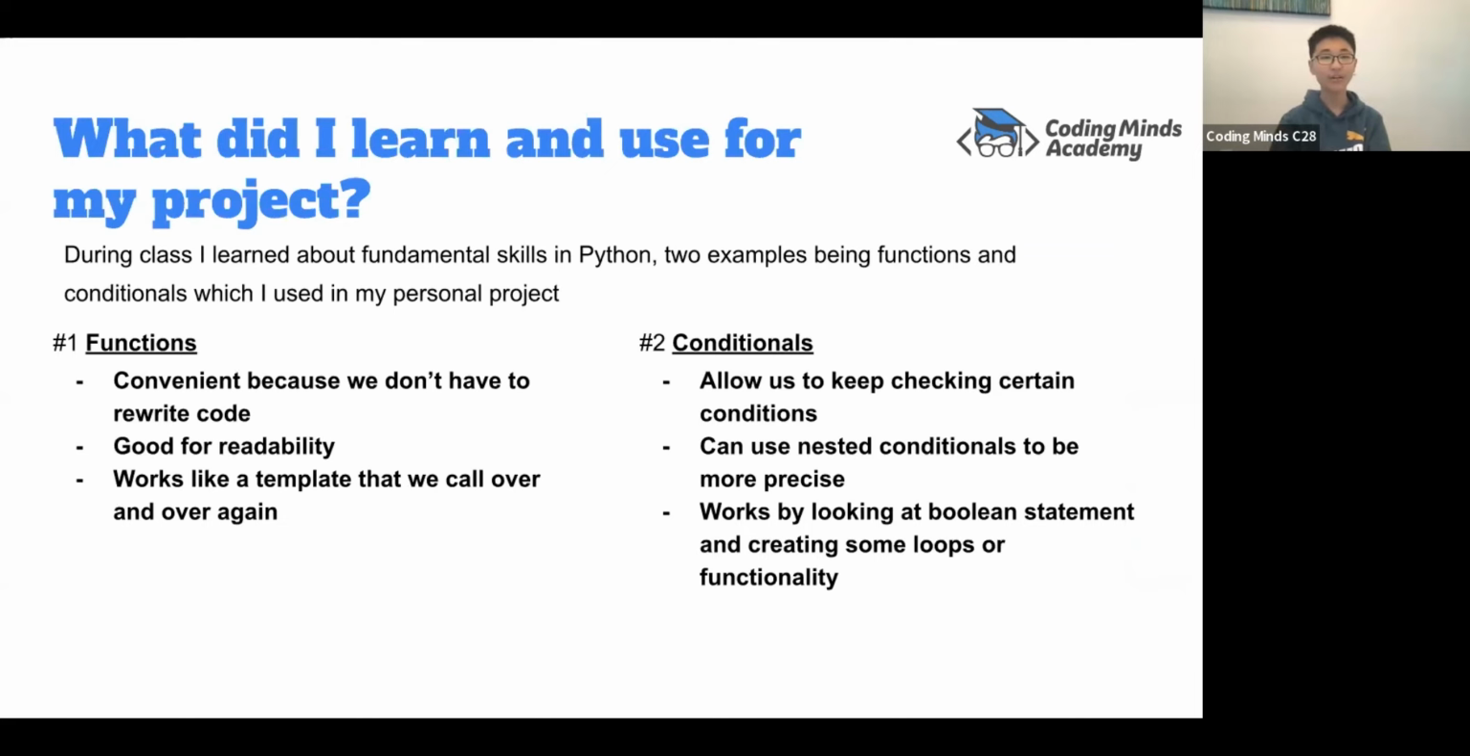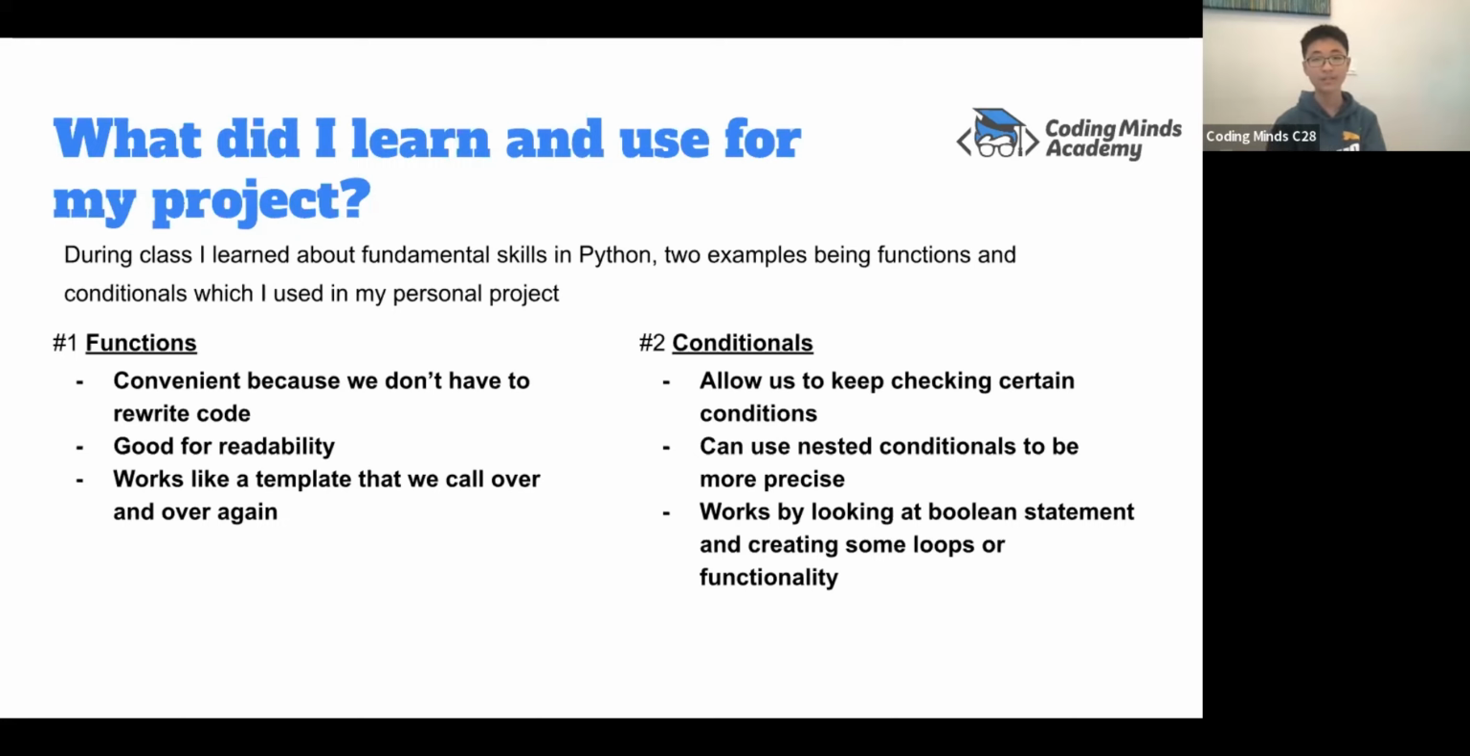So what did I learn from those projects? First one, I think the most important, is functions. Functions are convenient because we don't need to rewrite the code each time, like with the for loops or something. We don't need to write it 1,000 times. Also, it's good for readability. We can use the language that we know, not just some computer language. It's kind of really hard to guess.